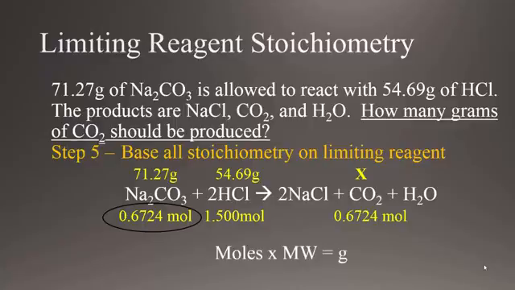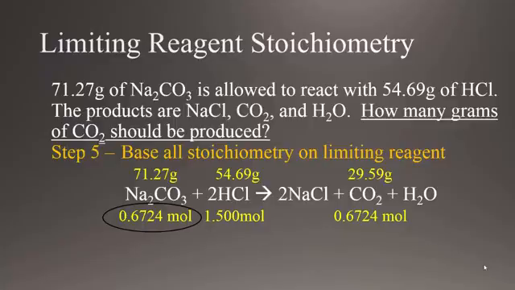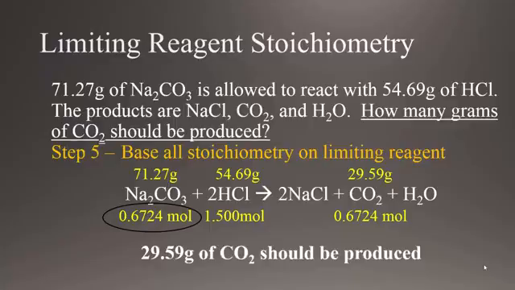Then, of course, moles times molecular weight equals grams. Plug the appropriate values into the equation. Solve for the grams. I get 29.59 grams of carbon dioxide. I put that into its usual spot, so now I have numbers everywhere I need them, and I can say that 29.59 grams of carbon dioxide should be produced.